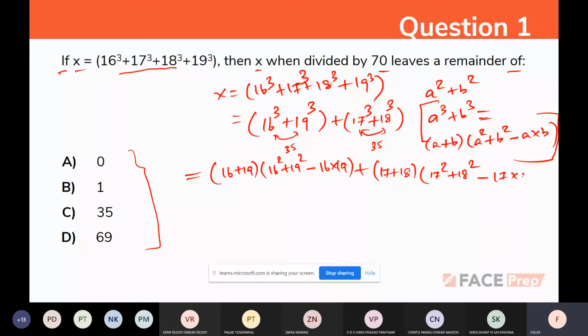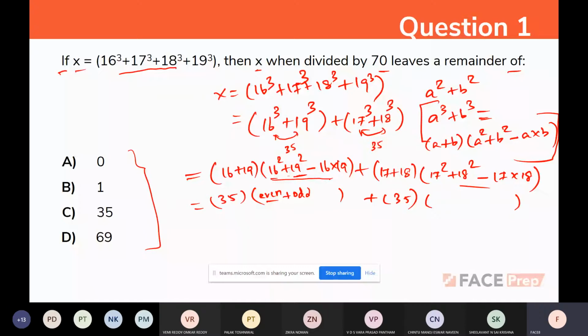So we have applied the formula. Now we know 16 plus 19 is 35, and 17 plus 18 is 35. So we don't need to solve these brackets. It is enough to find whether this bracket is odd or even. So how can we find it? We can go with each number. If you square 16, we will get an even number, since 6 into 6 is 36, the last digit is 6. If you square 19, it will be an odd number. If you multiply 16 and 19, 6 into 9 is 54, so that is an even number.